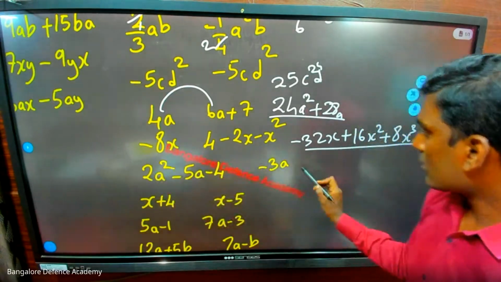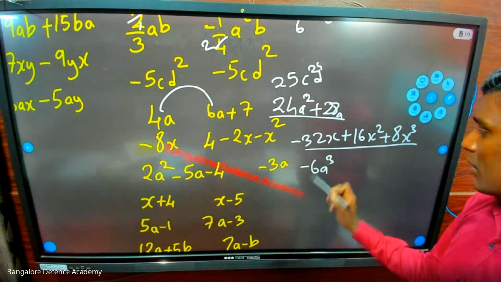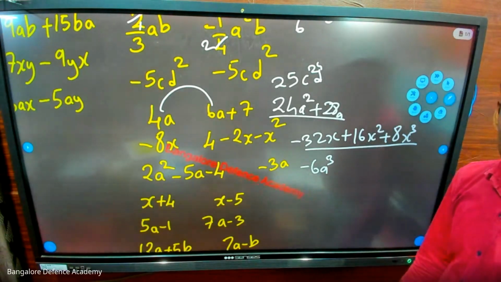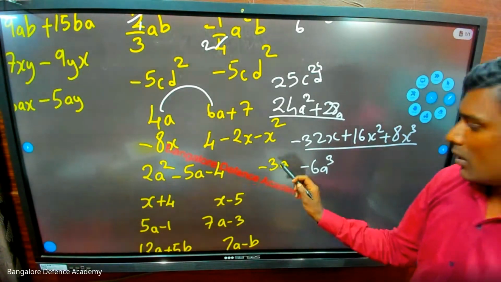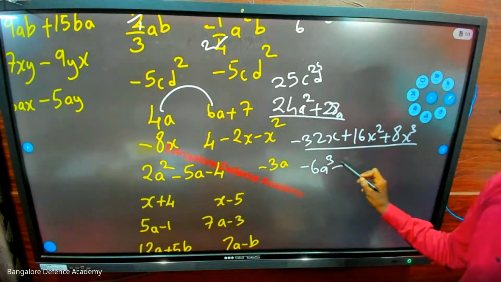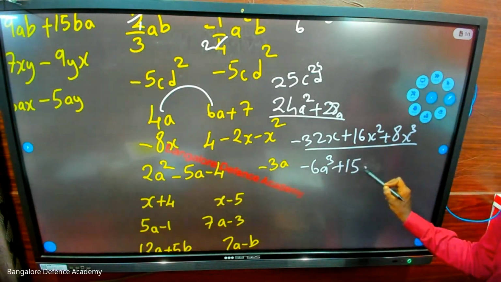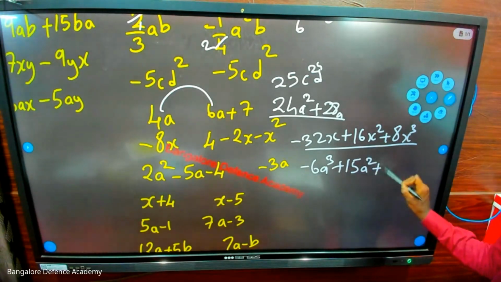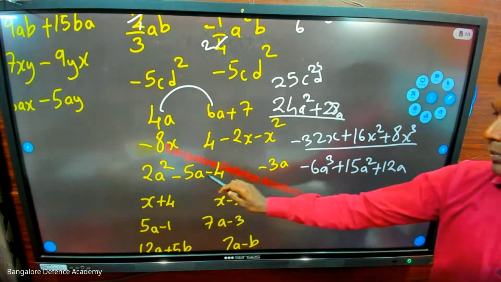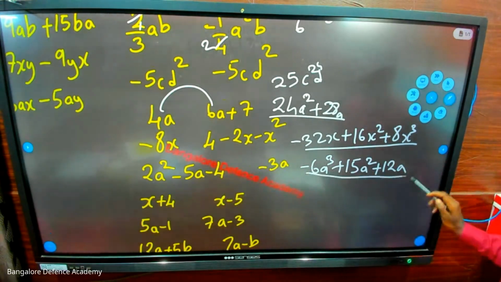Next, multiply this and this. 3 into 2, 6. You get minus 6a cube. You get minus or plus? So minus. You have written minus? Okay. Minus 3a minus 5a. So minus into minus plus. 5 3s are 15a square plus 12a. Minus into minus plus. Just check whether you got this answer.